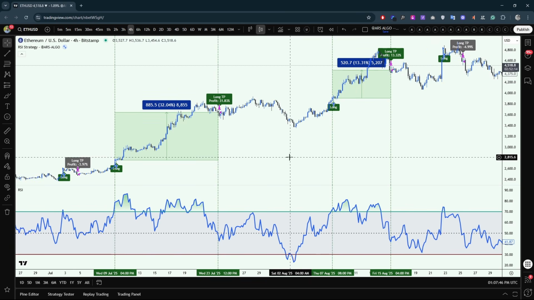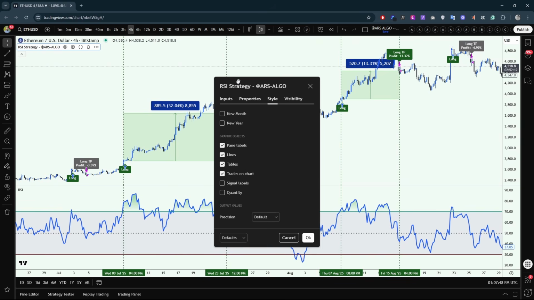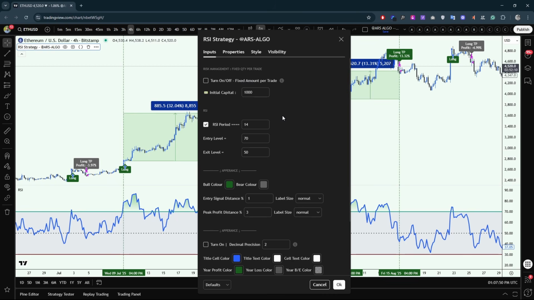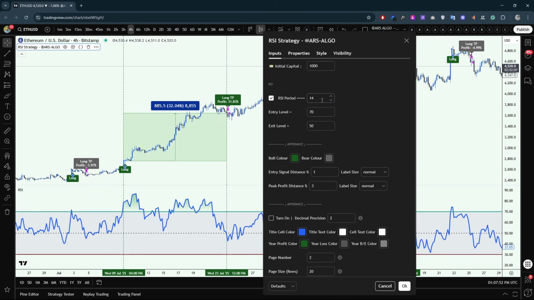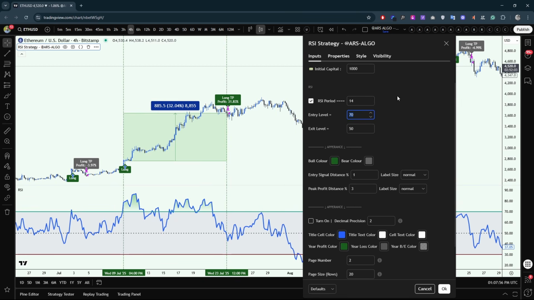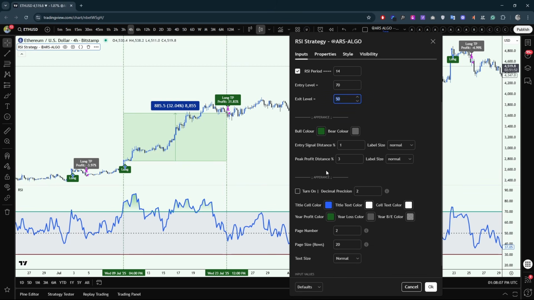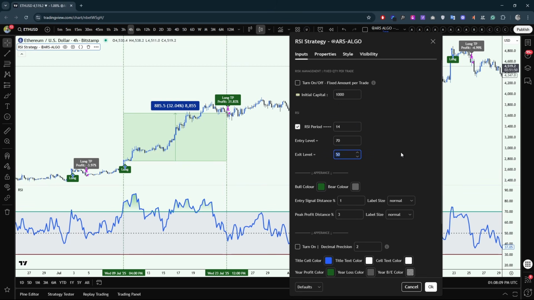Same thing here. So if I go to the settings of the indicator, you can see here the RSI period, and here the entry level, which means when you take the entry, when it crosses the 70. You can change it to 60 or whatever you want, and the exit level is 50. You can change this too, and here are the background color and some appearance settings.